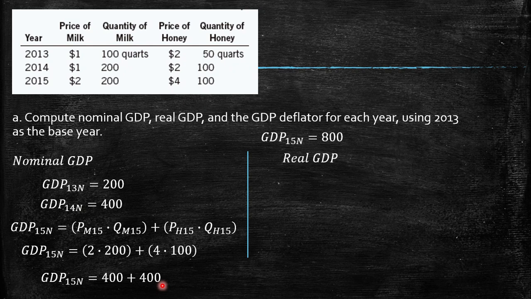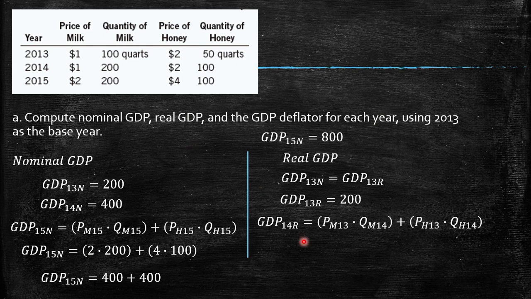What about the real GDP? The real GDP first, remember, we need to have a base year. They already provide the base year, which is 2013. So naturally, because you are valuing the quantities with the prices of the base year, the nominal GDP for the base year is exactly the same as the real GDP. Then the real GDP for 2013 is exactly the same as the nominal because we are talking about the base year 2013.